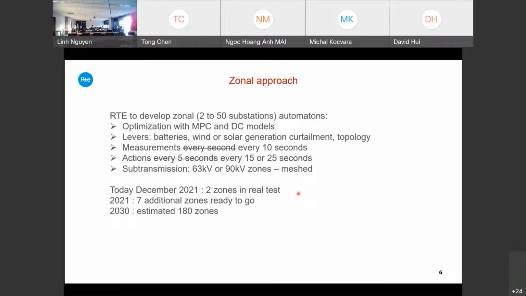Okay, and this is for substation zones. So today we have 2 zones in real test. In 2021, 7 zones are ready to go. I already ran some simulations on them. I already convinced the people from the control room to accept these ideas. And in 10 years, our estimation is to have 180 zones, each of them being monitored and operated automatically by this zonal control.